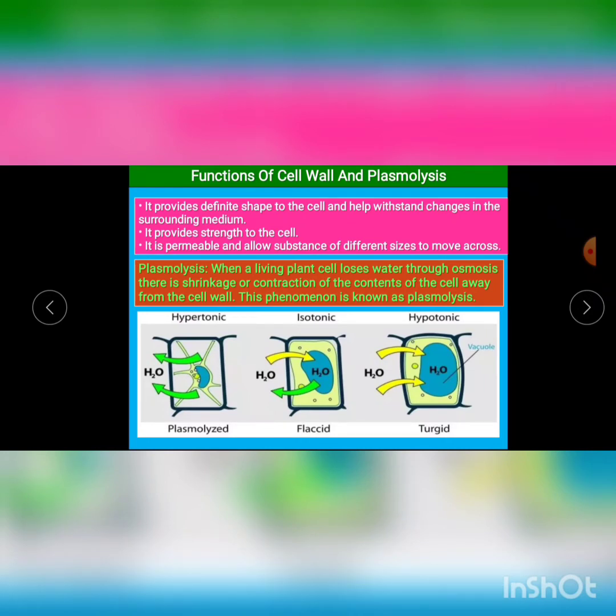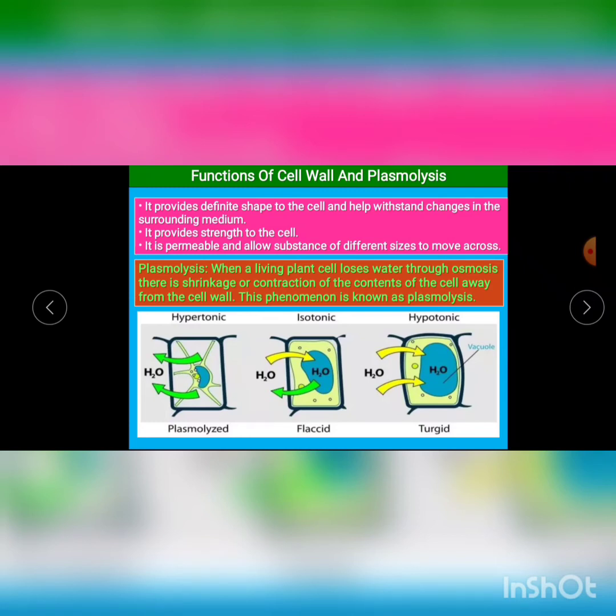It is permeable and allows substances of different sizes to move across. So even though it is rigid and strong, it has pores as we have discussed in the previous slide, and hence movement of substances can take place, but it provides strength to the cell so that the cell or the plant parts do not get torn easily, and also it provides definite shape.